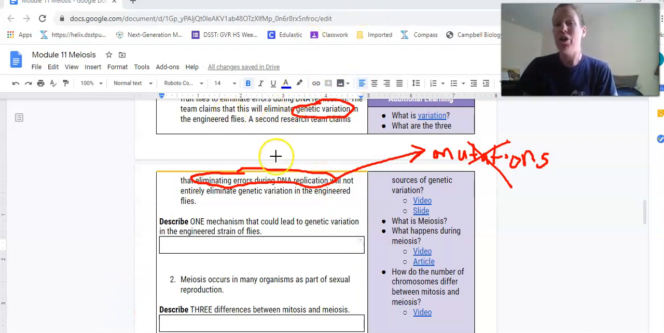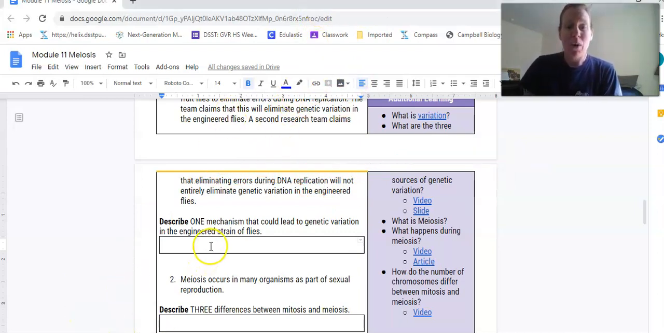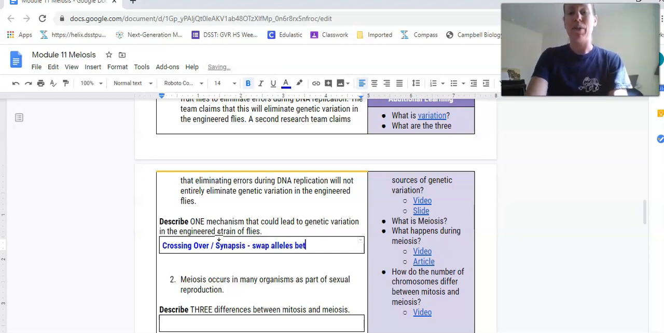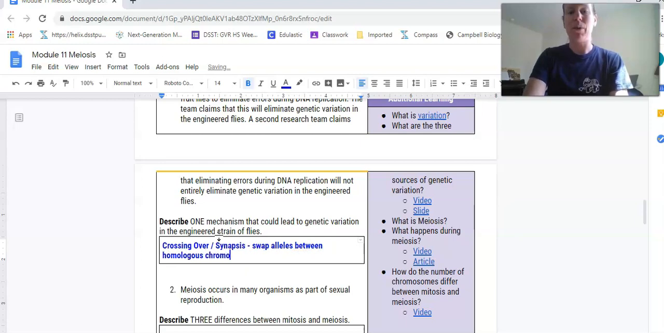Well, what did you do in your do now? Yell it out. Yes, you said crossing over, or synapsis. So crossing over is definitely one of the ways that you get new alleles on new chromosomes. That's when you swap alleles between homologous chromosomes to get new combinations of traits.